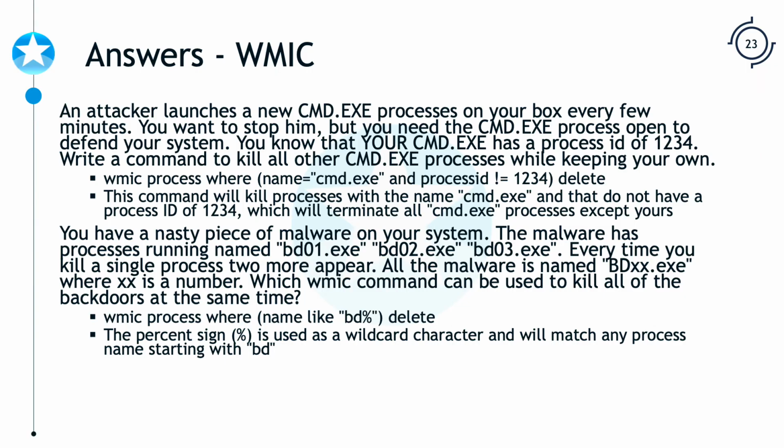The first challenge was to kill all of the CMDs except our own. So we can have a filter that looks something like this with WMIC. WMIC process where the name is CMD, but the process ID is not our process ID. So it would keep ours running, but kill all of the others at the same time. Question 2, we wanted to kill everything that looked like BD. So we can use a filter that looks like the option we have here, name like BD percent. This percent is used as the wildcard and will then match anything starting with BD.